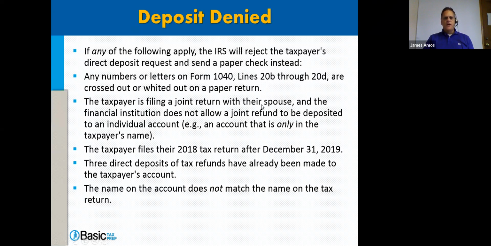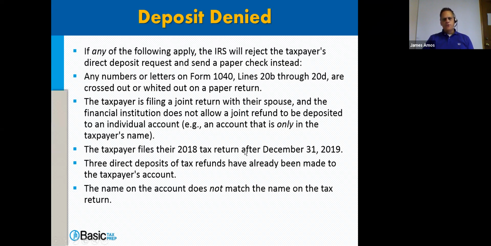Second, if the taxpayer is filing a joint return with their spouse and the financial institution does not allow a joint refund to be deposited to an individual account. In other words, husband and wife, the account's only in the wife's name, but the tax refund is in both names. Sometimes some institutions will not allow that. They want both names on the account before they'll deposit a joint refund. So if that happens and it gets rejected, the IRS is going to convert it into a paper check.